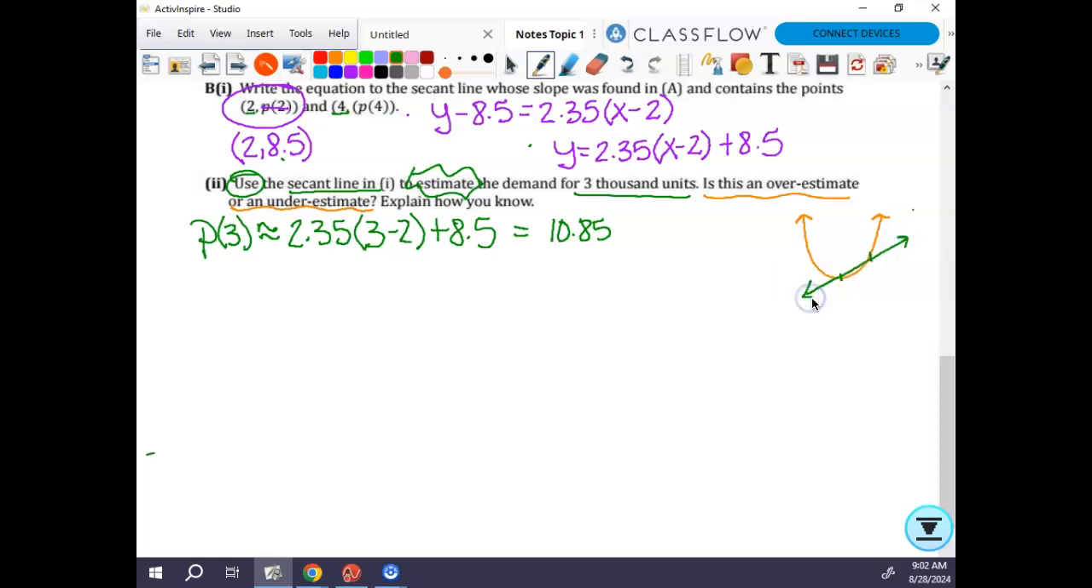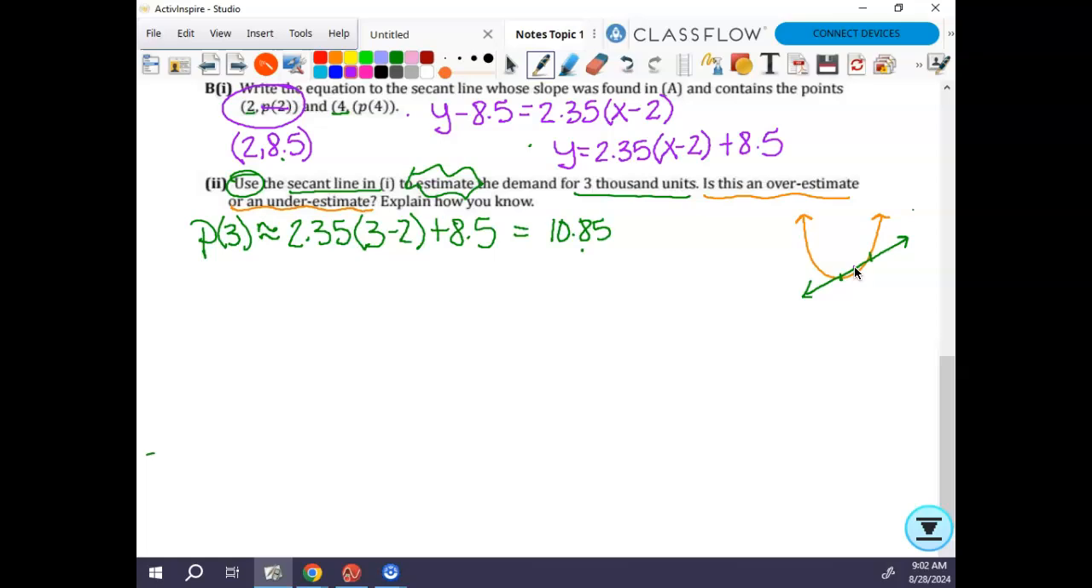The line goes through those 2 points. That means this x value is 2, this x value is 4. You with me on that? When we use the equation of that line to come up with this number right here, we were estimating it at 3, which means the point is somewhere like right there on my green line. You with me on that?